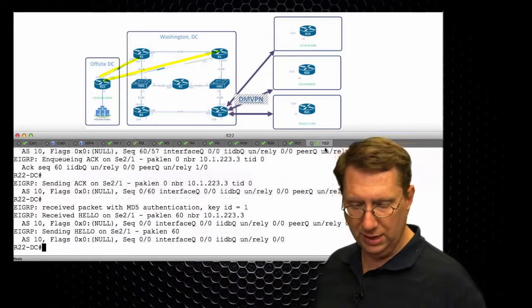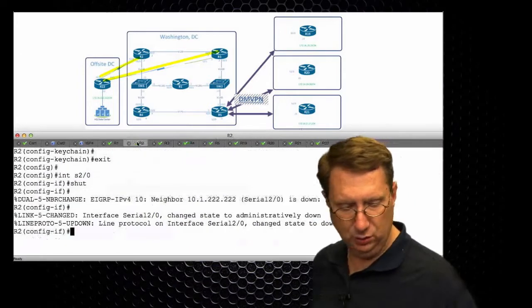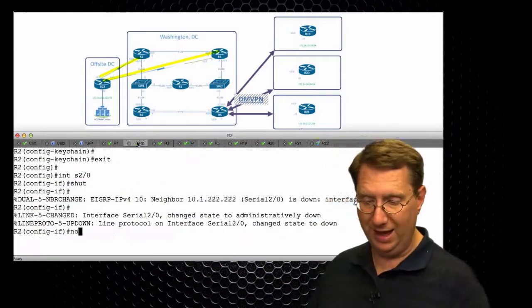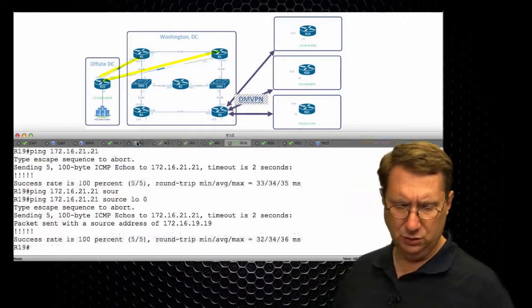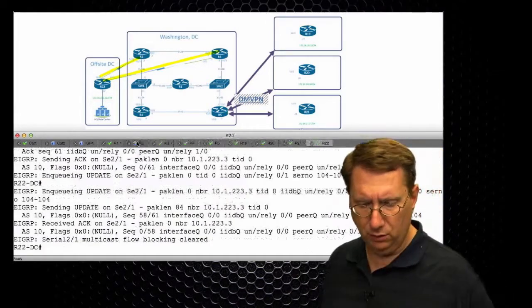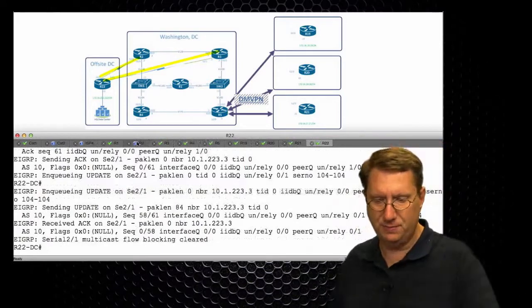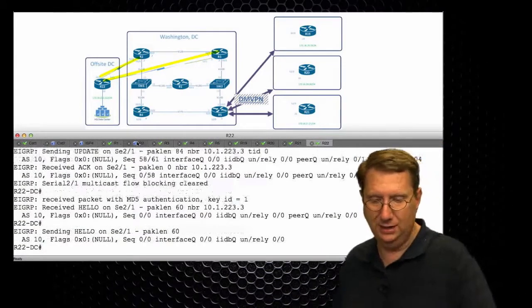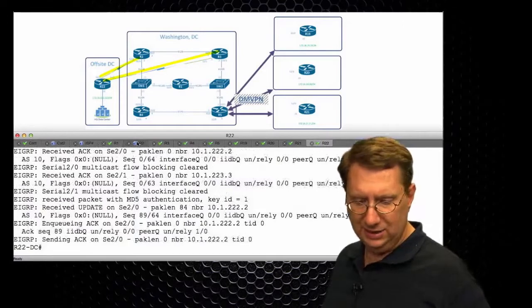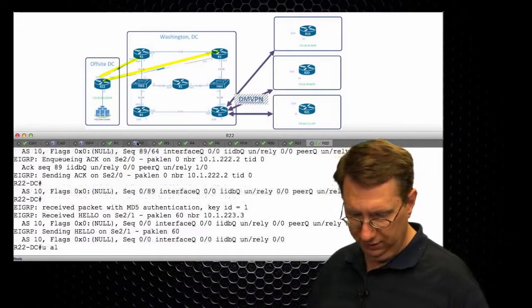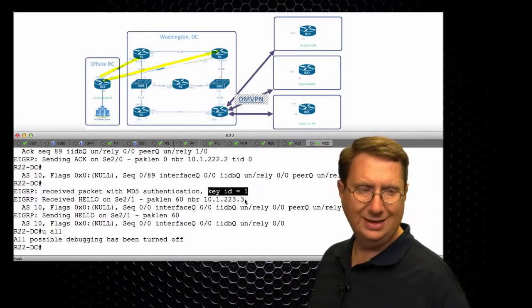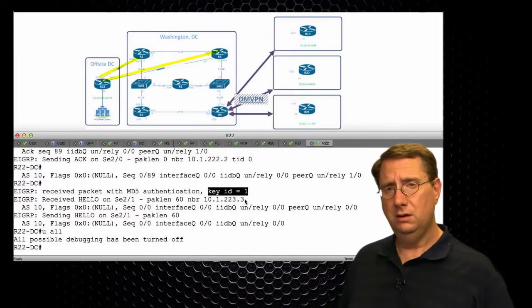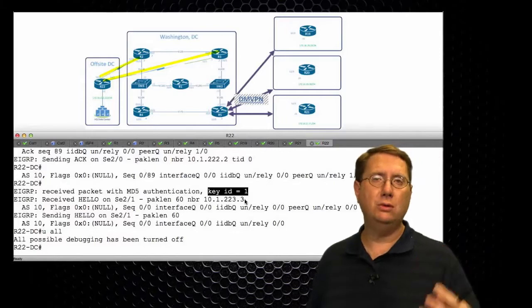Now let's go back over to R2, and I'm going to bring that interface back up. No shut. And let's see if that affects it. Let's cut over to R22, and what we're going to find out here is once our interface comes back up, which it should have automatically done, did. Notice that I'm going to undebug all this, and we're still using key 1. So the question is, how do I rotate my key?